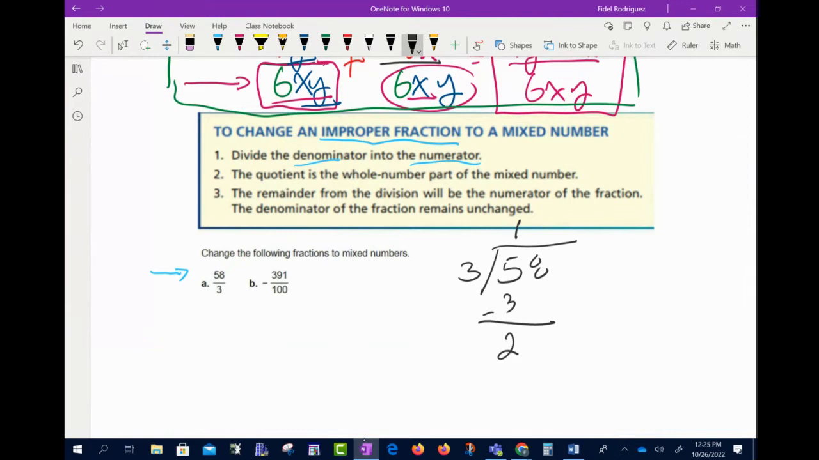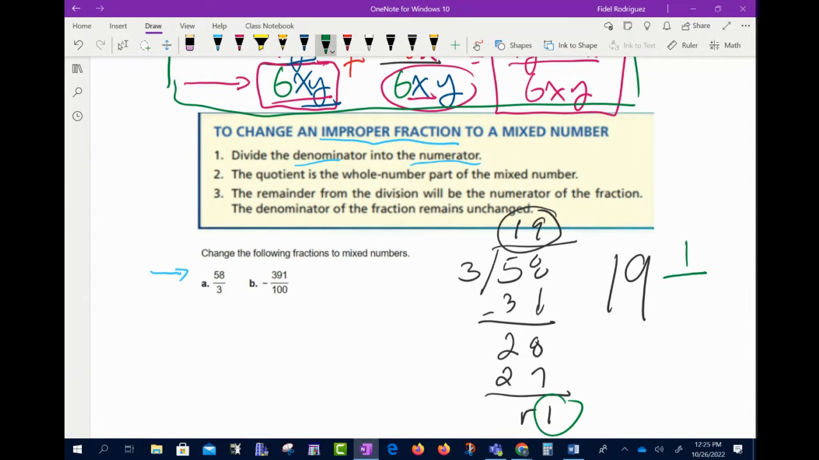Subtract. 5 minus 3 is 2. Bring down the 8. Okay, and 3 would go into 28, I would say 9 times. That's a 27. And my remainder is a 1. So what I'm going to do now, y'all, we're going to write this as a mixed number. This number here is the whole number part. We write like a really big 19. The 1 is the numerator, and the 3 is what we have on the bottom, and that's how we write our mixed number, okay?